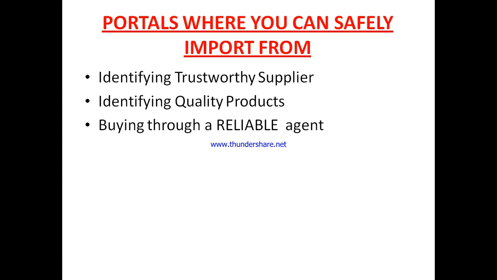One of the first is identifying a trustworthy supplier. You don't want to give money to someone that's going to defraud you. Number two, identifying quality products. The essence of business is for me to make myself happy and also make my buyer happy. So you have to sell something of quality, something that will stand the test of time, something that will serve the prescribed function. And I'm also buying through a reliable agent.